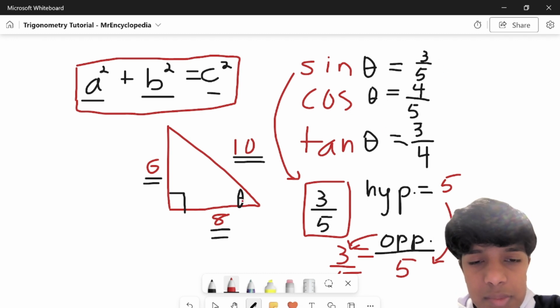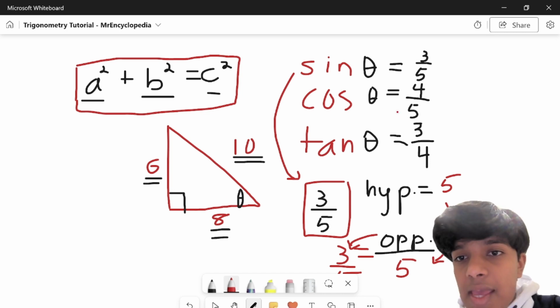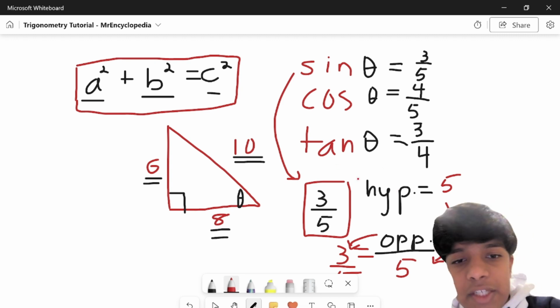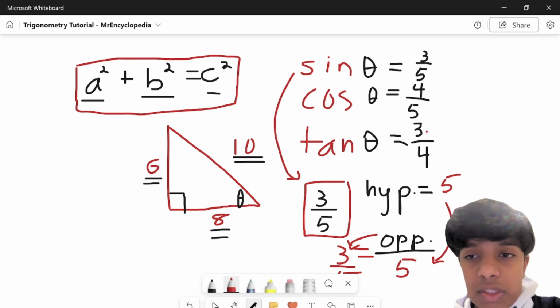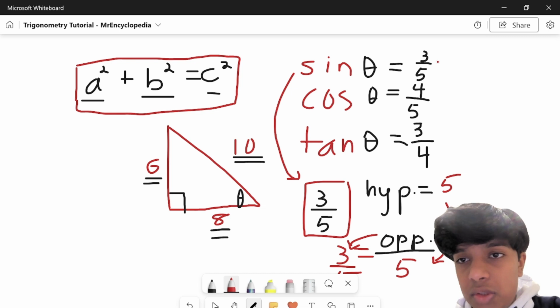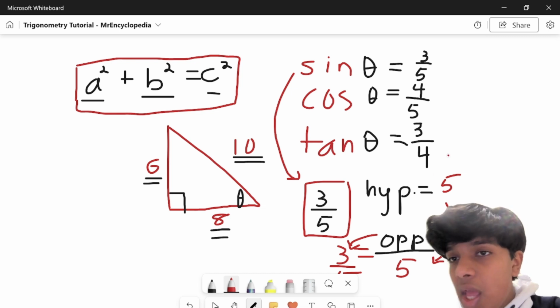Cosine of theta is going to be adjacent over hypotenuse, so adjacent is 8, hypotenuse is 10, so it's going to be 8 over 10, or 4 over 5 simplified. And tangent of theta is going to be opposite over adjacent, so opposite is 6 and adjacent is 8, so 6 over 8 is equivalent to 3 over 4. You can also write ratios, so 3 to 5, 4 to 5, and 3 to 4, but fractions are more common.